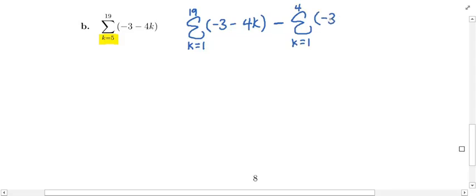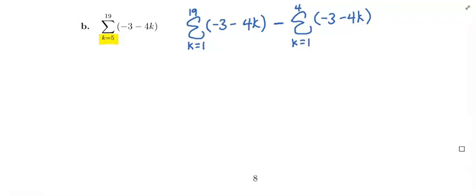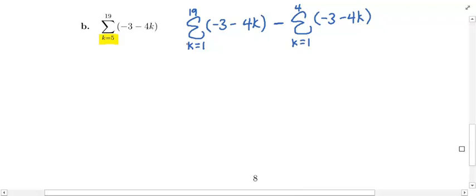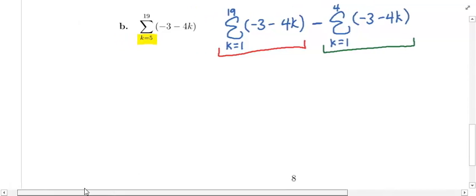I'm doing it this way because both of these new summations start at 1. So I can apply my formula. I'm going to calculate 2 different summations and then subtract them. I'm going to put the work for this one in red. I'm going to put the work for this one in green so you can keep track. All right, so let's get started here.